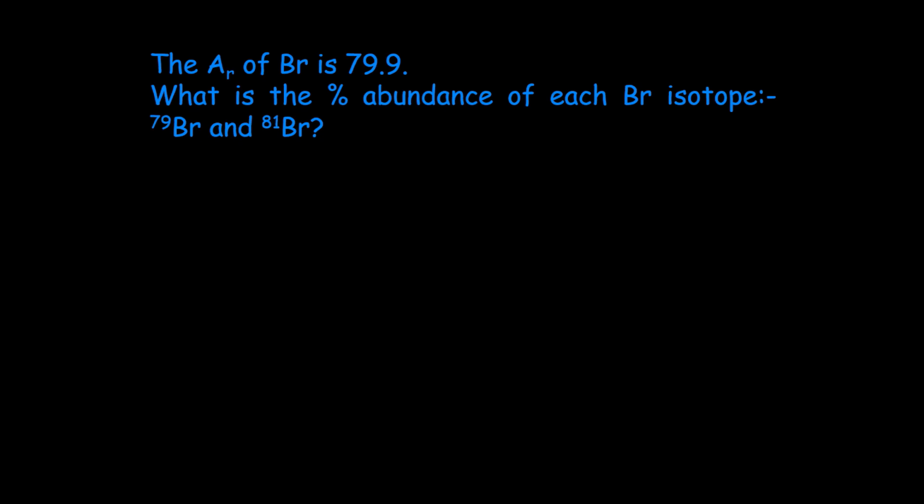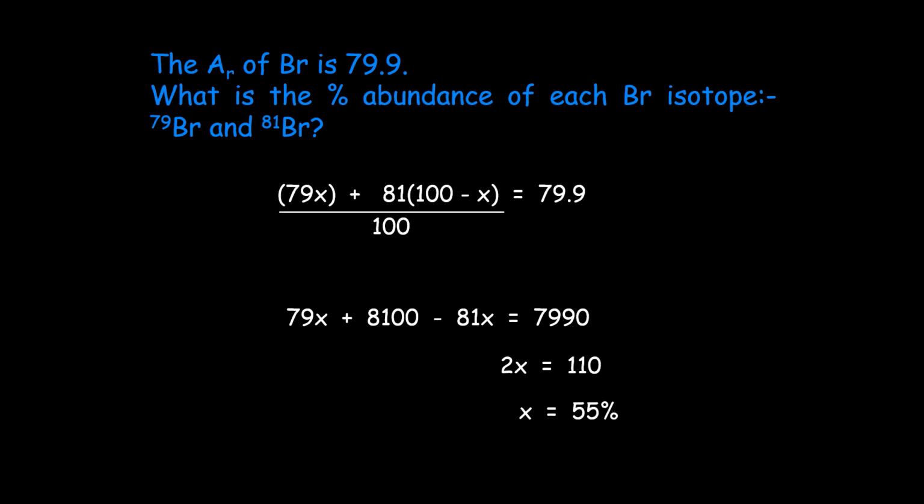Now again, you may want to pause the video until you've had time to try that one yourself. So it's going to be 79x plus 81 times (100 minus x), all over 100, equals 79.9. Solving that gives you x to be 55, and the Br81 is therefore going to be 45%.